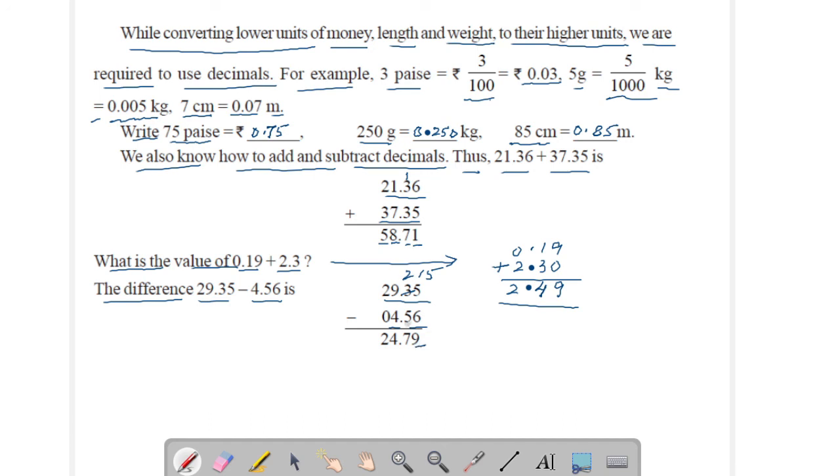Again from 2, we can't subtract 5. So we take one number from 9, that is 1's place. Here if we take one number, this will become 8 and this number will become, add 10 to it, it will become 12. 12 minus 5, you will get 7. Then here it will be 8. 8 minus 4, you will get 4. And then 2 minus 0, you will get 2. Your answer will be 24.79. This is your answer.